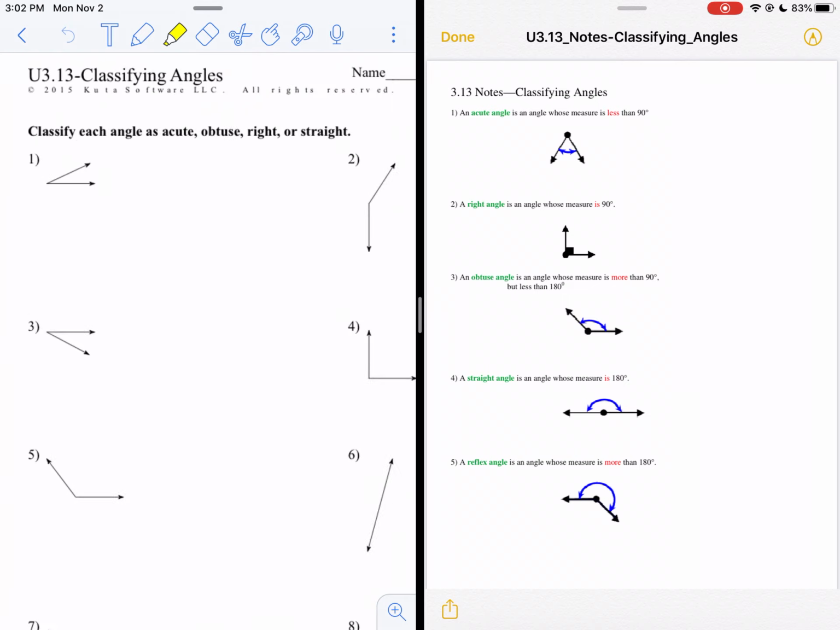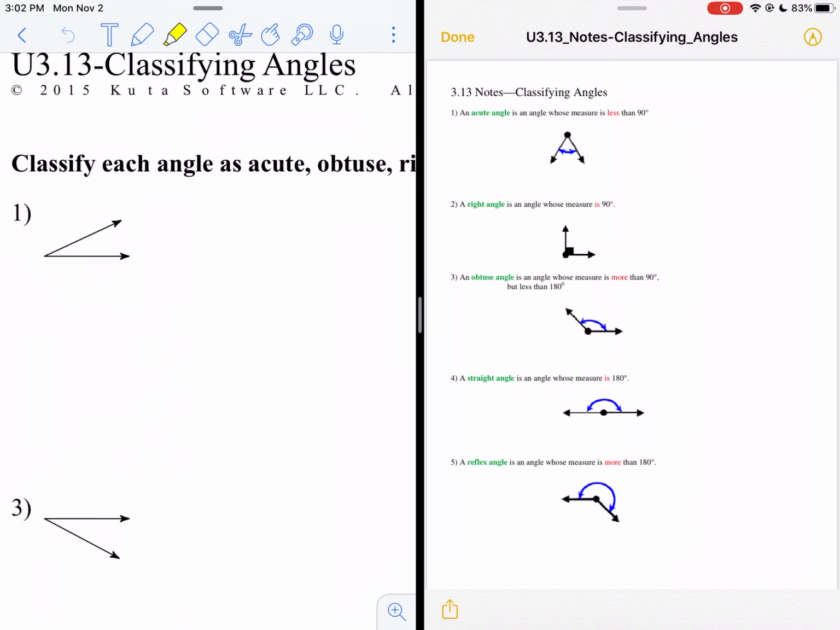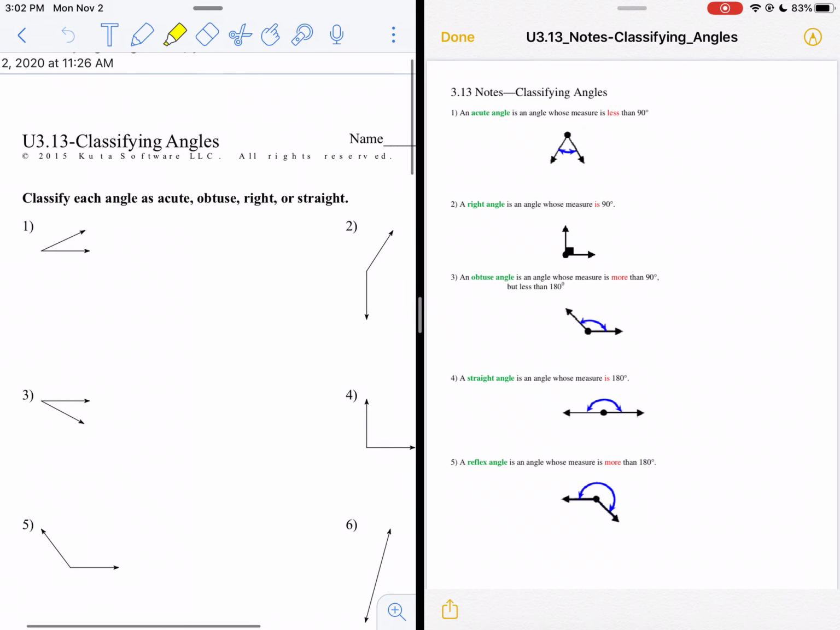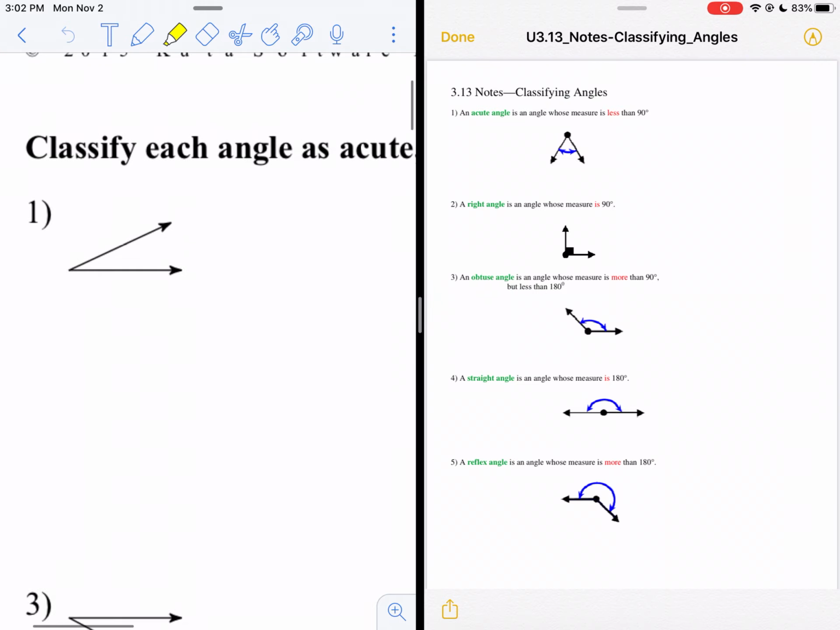So if I'm looking at number 1, it says classify each angle as acute, obtuse, right, or straight. Remember, acute is less than 90 degrees, obtuse is more than 90 degrees, right is exactly 90 degrees, and straight is a straight line. All right, when you look at number 1, hopefully you are going to say that it is acute, because it's less than 90 degrees. Okay, so this is acute.